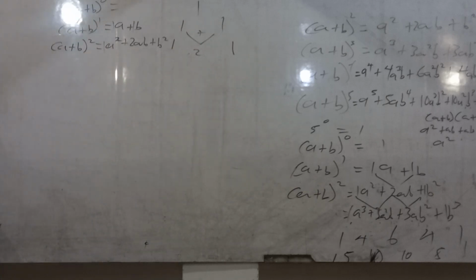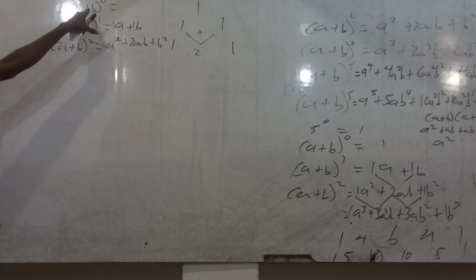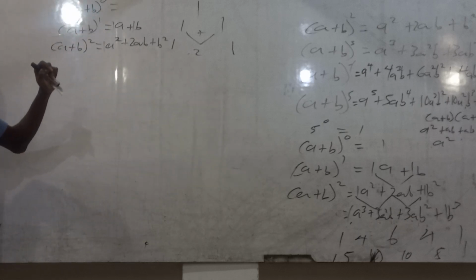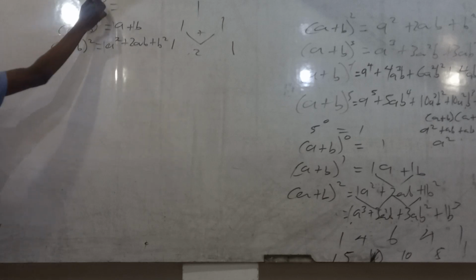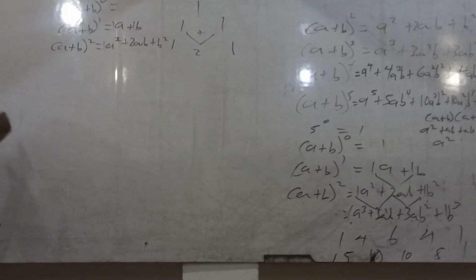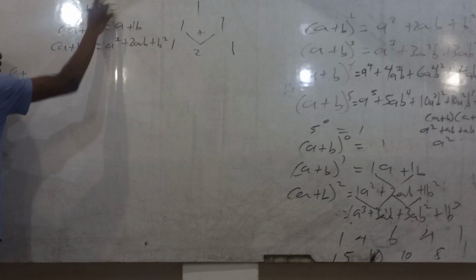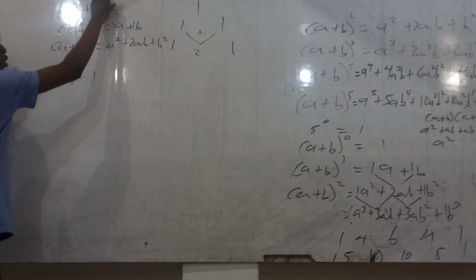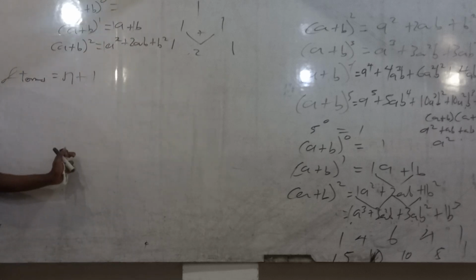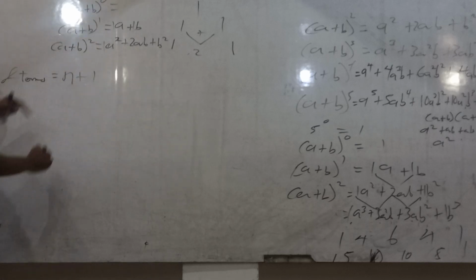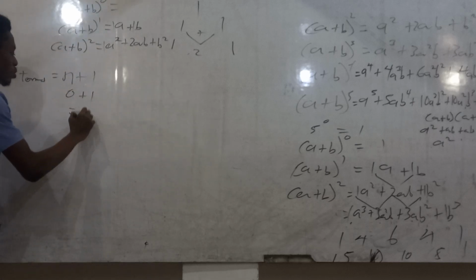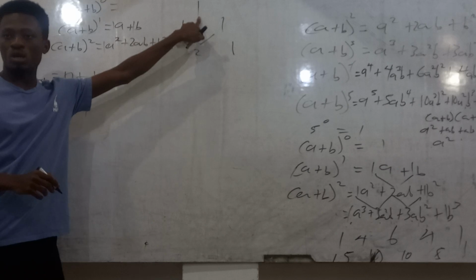And please, the number of terms in every binomial expression is the exponent plus 1. So the number of terms is n plus 1, where n is the exponent. That's the formula. So 0 plus 1 will give you what? 1. So the number of terms is 1.